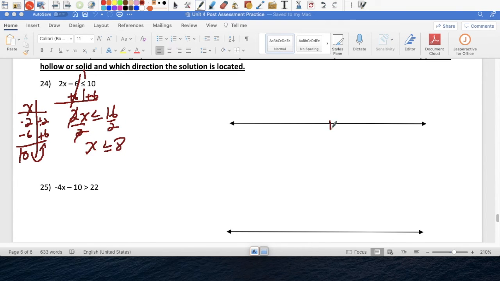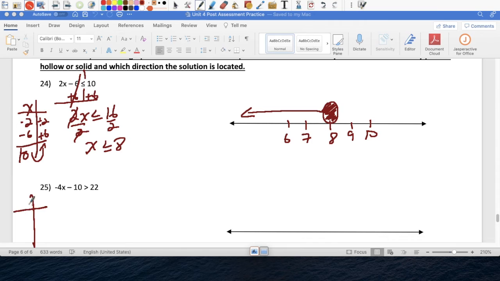So let's do a graph. So let's put 8, 9, 10. We have a big number line here. Put a circle on top of 8. Do we shade or not shade? Yeah, we shade because it's an equal sign, right? And we want numbers less than 8. So we're going to go that way.